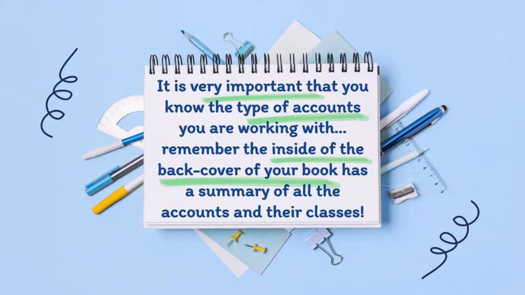It is very important that you know the type of accounts you are working with, because you can't apply DEAD and CLIck if you cannot classify your accounts. I want to remind you that there's a little cheat sheet in the back cover of your book that has a summary of all of the accounts and their classes. Whenever you get stuck, don't guess, page to the back of your book and check whether you've got the class of the account correctly. Then it's easy to apply DEAD and CLIck.